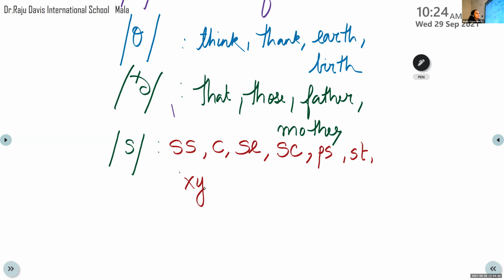Okay, then XY, like in xylophone. Sorry, xylophone will not come in S. Sorry, that will come in Z. It's xylophone. So S, S, C, S, E, S, C, P, S, S, T. Yes, that's it.